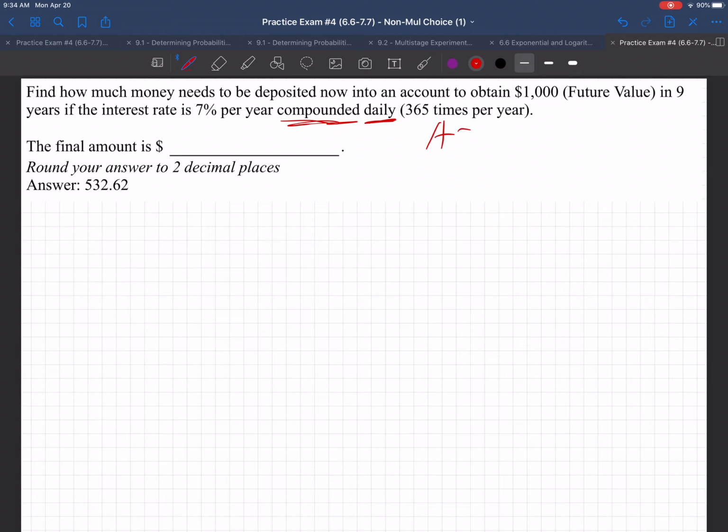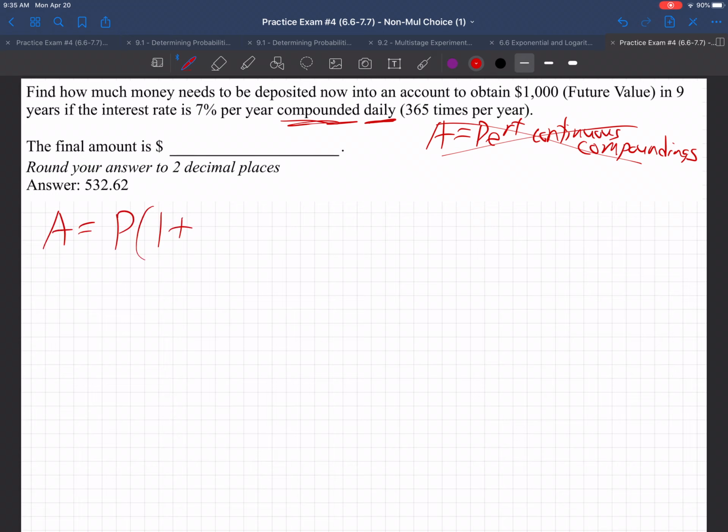So we use A equals P e to the RT for continuous compounding, but that's not this problem. So we're not going to use that because we don't have continuous compounding. For any other kind of compounding, we use A equals P times (1 plus R over N) to the NT. So for all other compoundings.